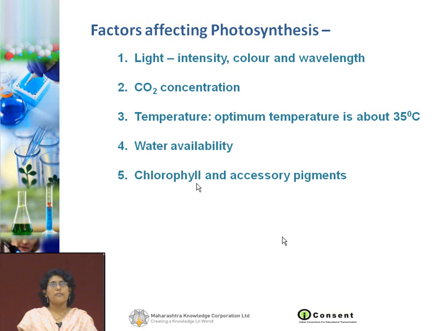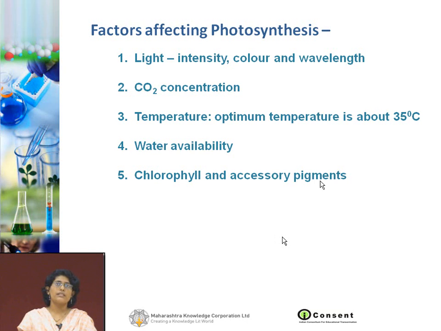Chlorophyll is the pigment which carries out photosynthesis. We have seen that the site of photosynthesis is the chlorophyll. So chlorophyll is of prime importance for photosynthesis. But there are certain other pigments also present along with the chlorophyll. For example, carotenoids. Such pigments are brown or yellow in color. Anthocyanin pigments. These pigments are red or purple in color.